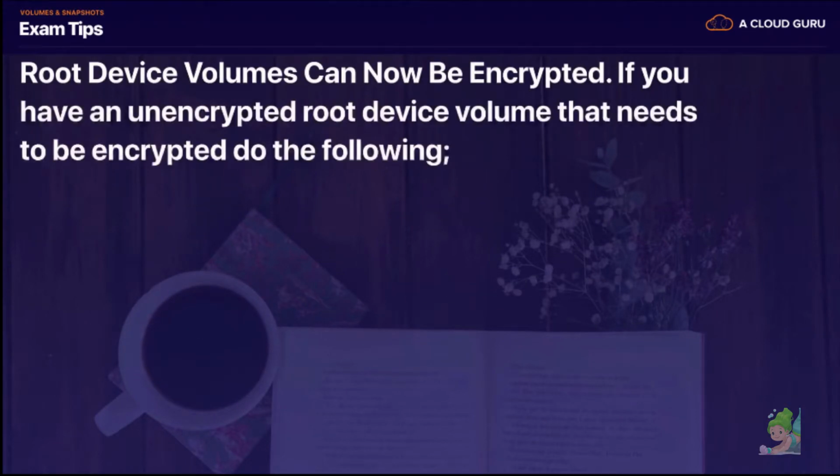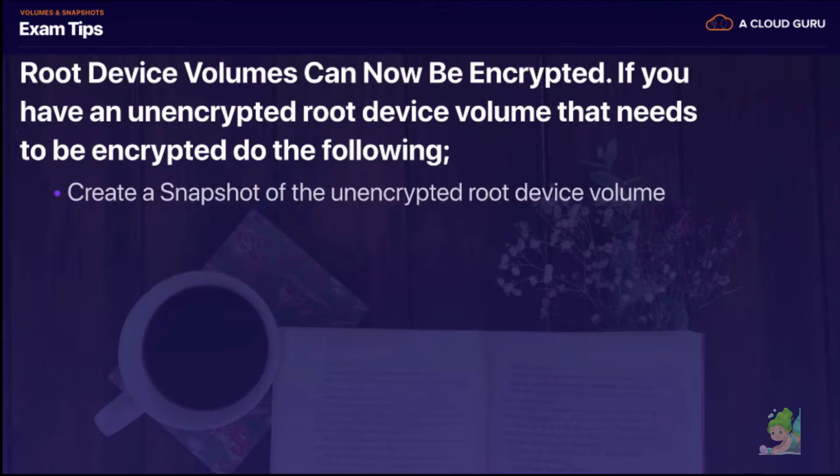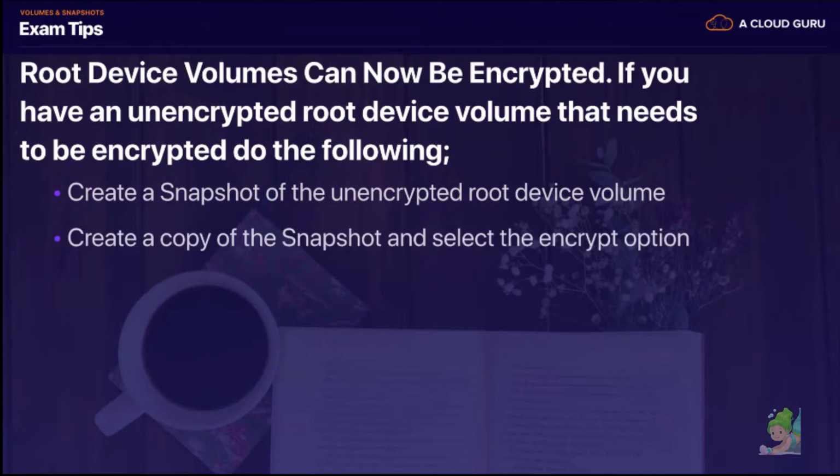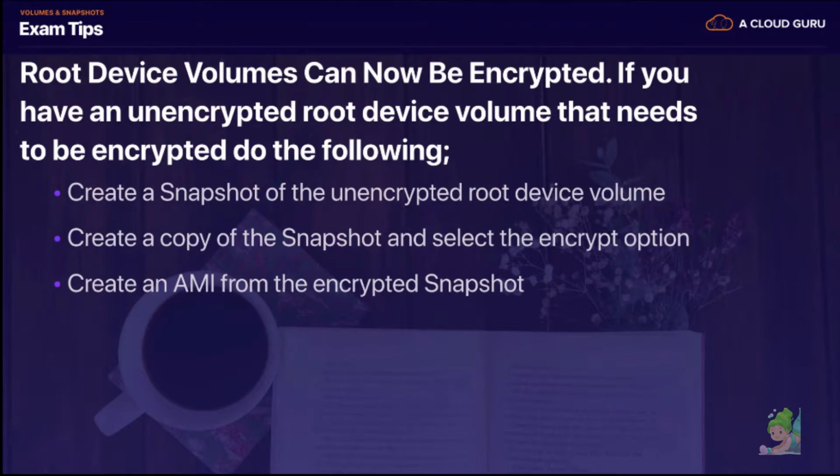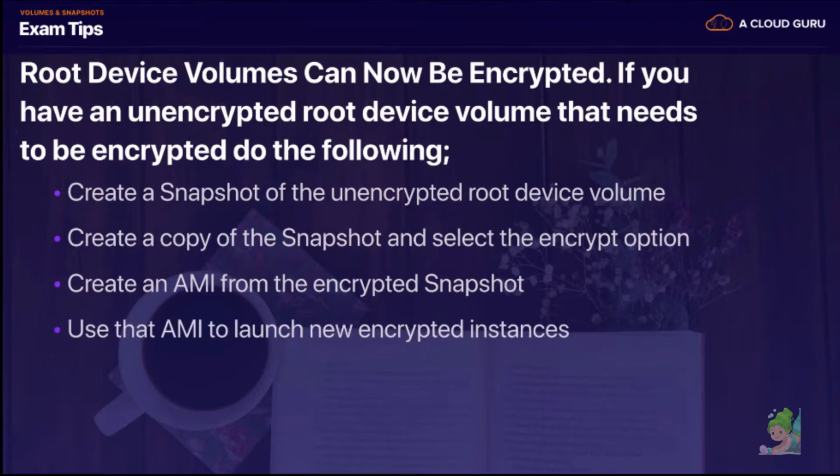Moving on to unencrypted root device volumes. Root device volumes can now be encrypted when you provision your EC2 instance, so you don't need to worry about it. But if you do have an unencrypted root device volume that needs to be encrypted, you need to do the following. You go ahead and create a snapshot of the unencrypted root device volume. You then create a copy of the snapshot and select the encrypt option. And then you create an AMI from the encrypted snapshot, and you use that AMI to launch the encrypted instances. So just like we did in the lab earlier on.